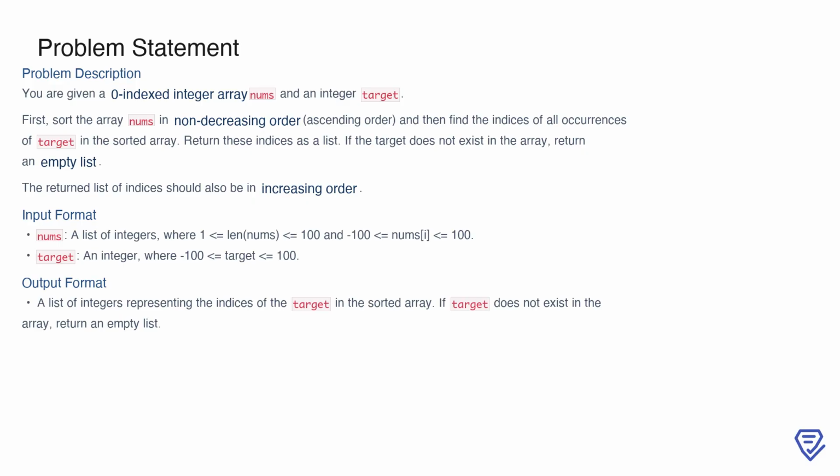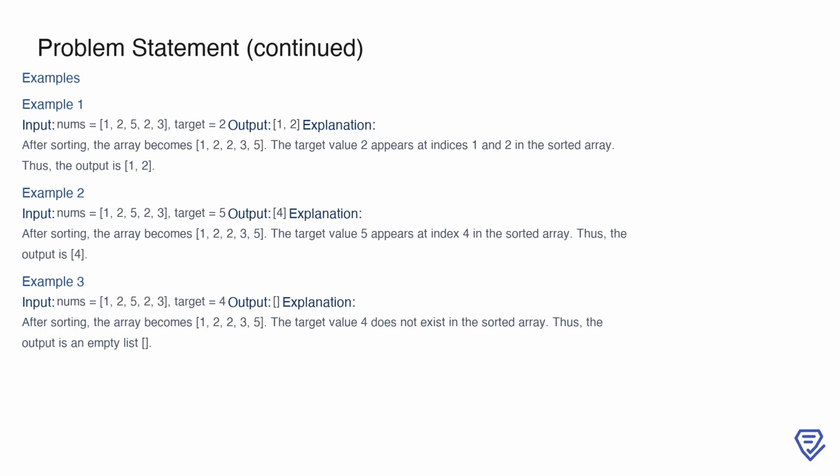For the input format, you'll be working with an array of integers, where the length of the array is at least 1 and at most 100. Each element in the array, as well as the target, lies within the range of -100 to 100. The output will always be a list of integers that represent the indices of the target in the sorted version of the array. If the target is not found, the output will be an empty list. Now, let's take a look at some examples to understand this problem better.